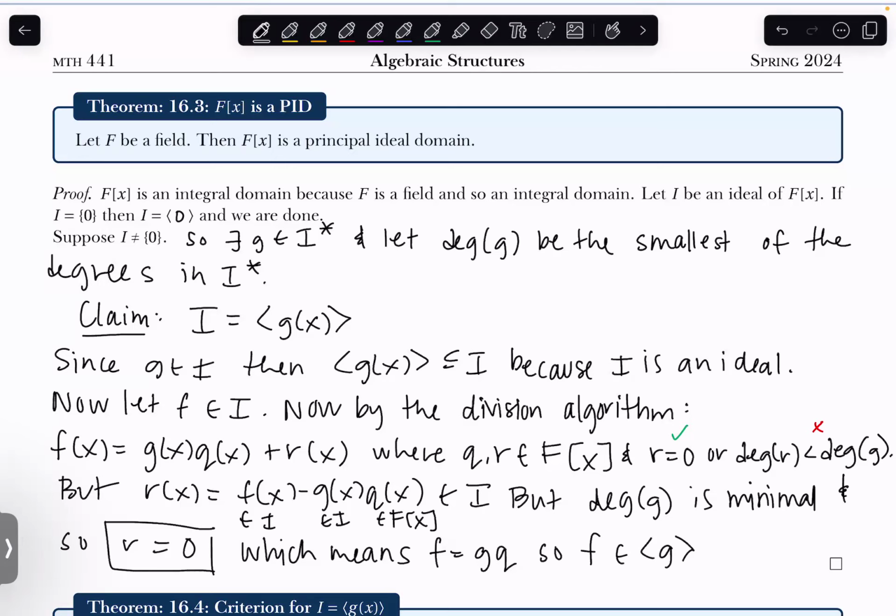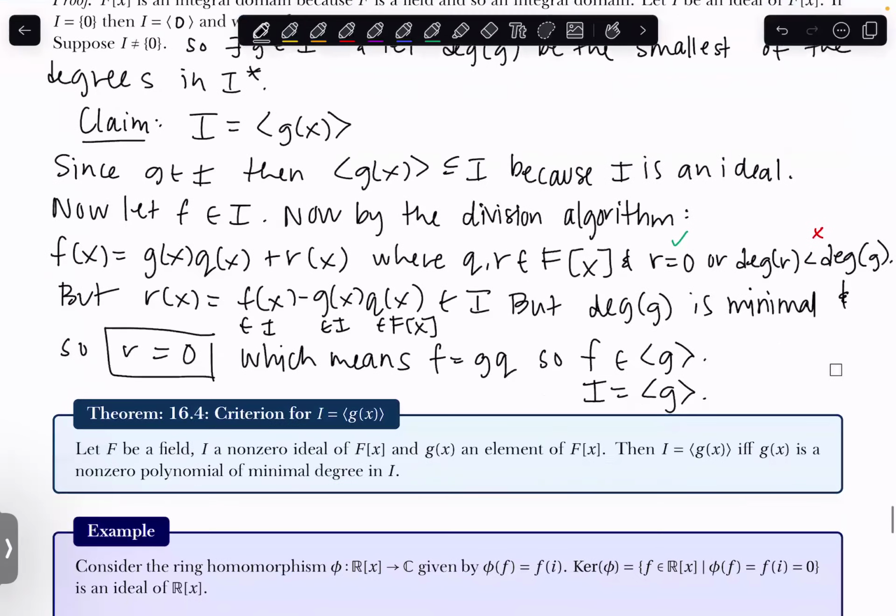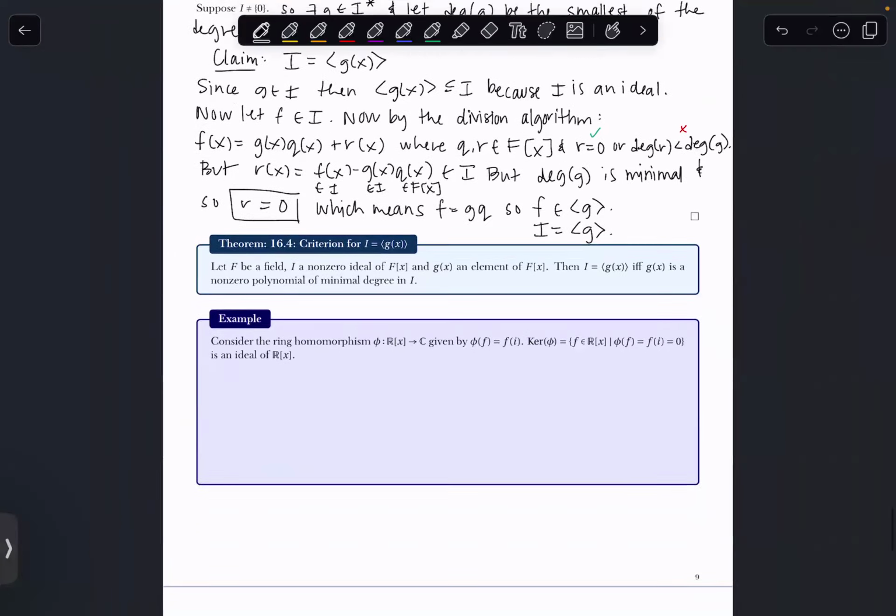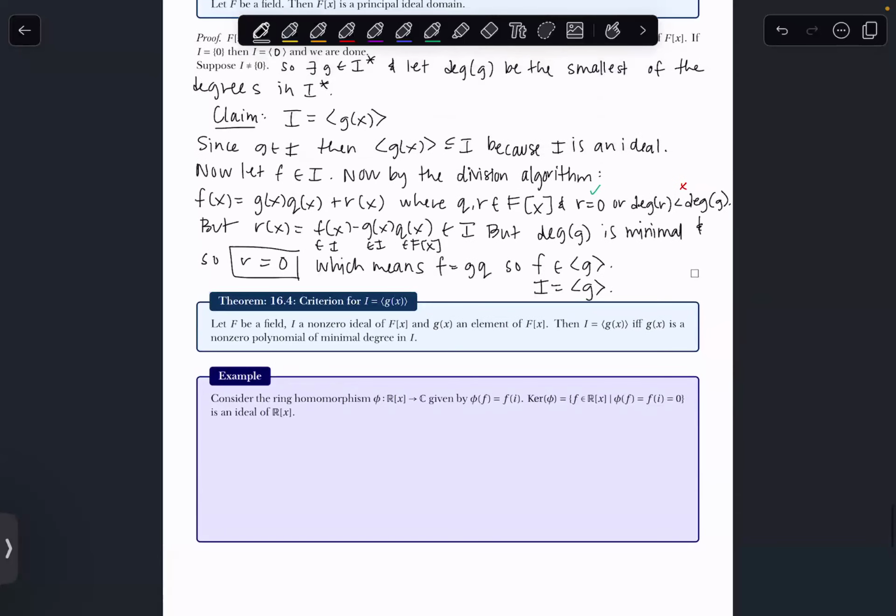Right? We took something from my ideal and showed that it landed in this specific principal ideal here. And so we really do get that these two are equal to each other. And really, I can take any polynomial I want with minimal degree, and it will generate my ideal here. Okay, so in our next class, we'll do just a little bit more on this.